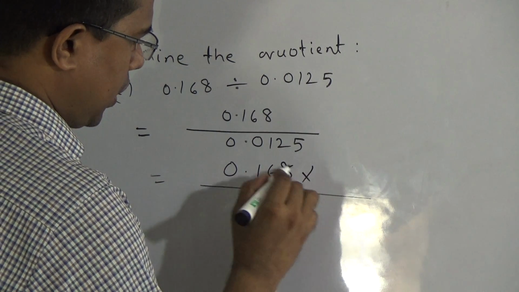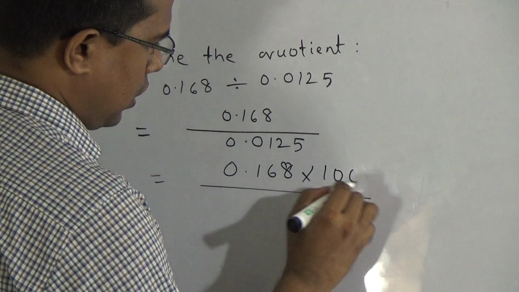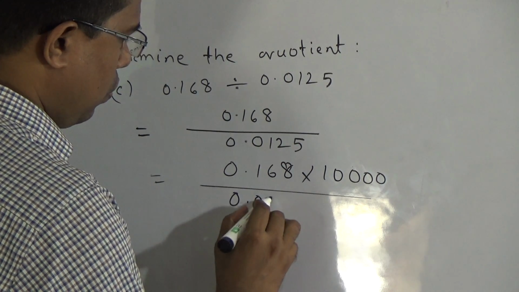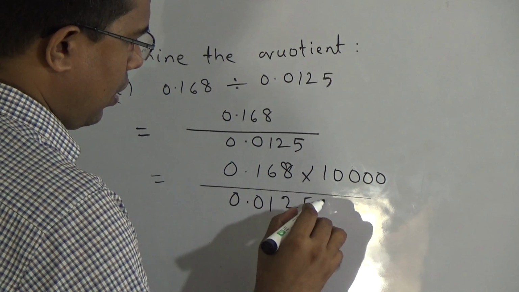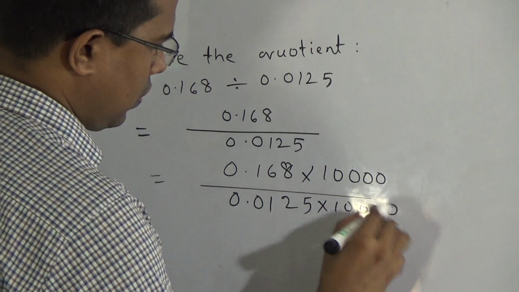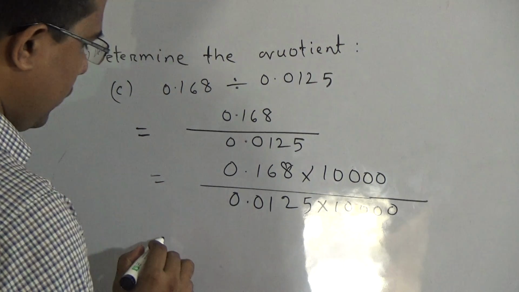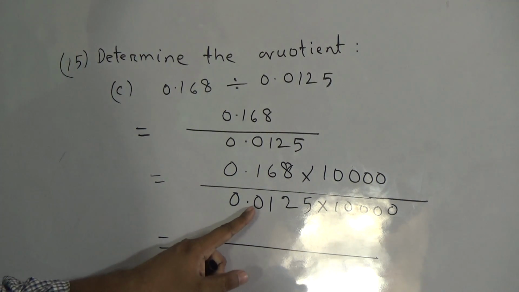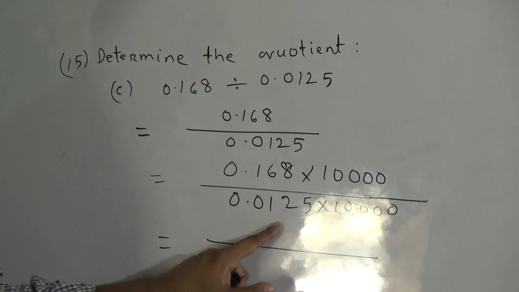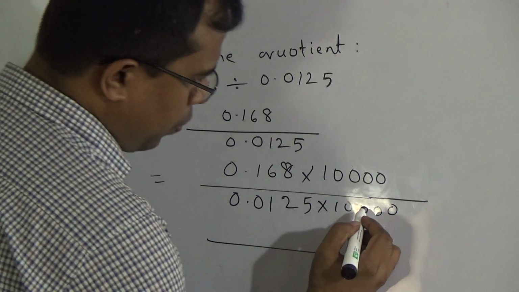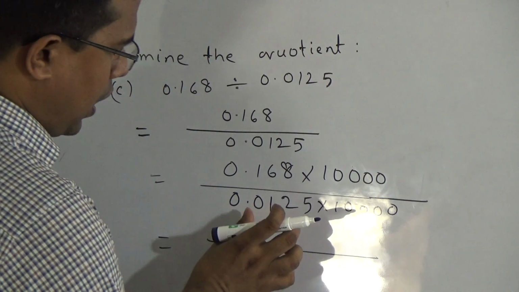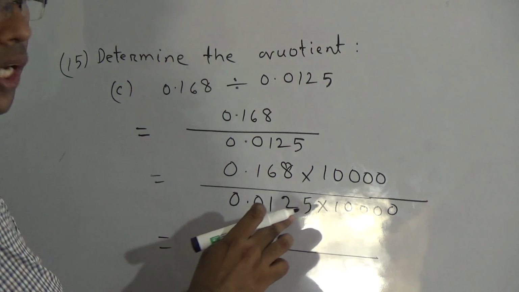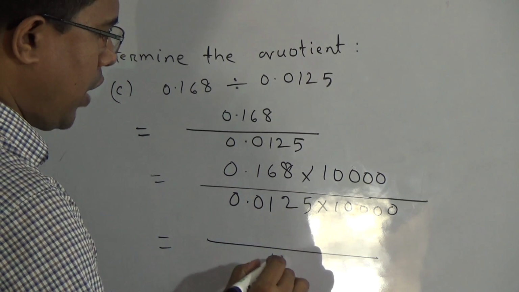0.168 multiplication 10,000. Again 0.0125 multiplication 10,000. Dear students, in this number, after the decimal point, total 4 digits exist, and in 10,000 also 4 zeros exist. So if we multiply 0.0125 with 10,000, then it will be 125. That means 125.